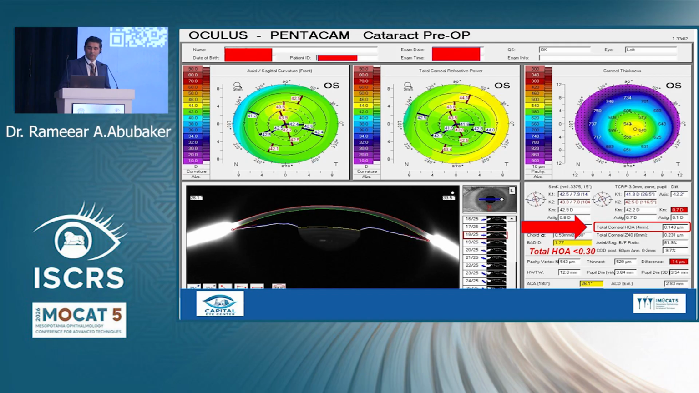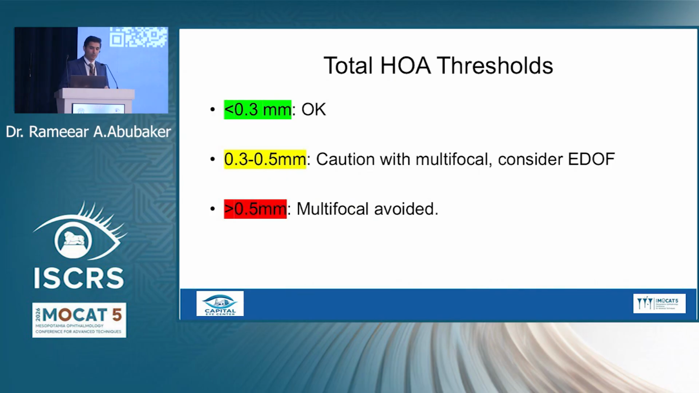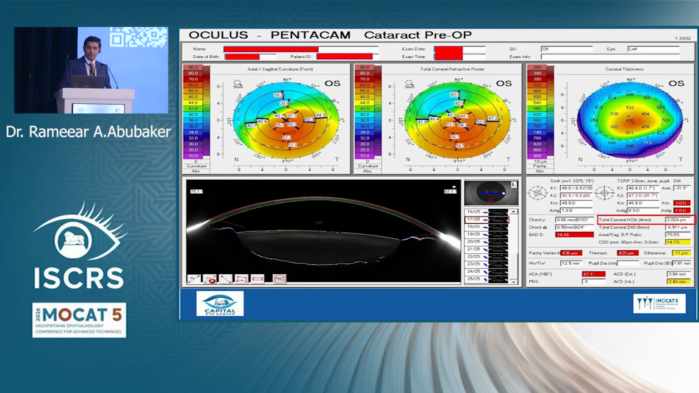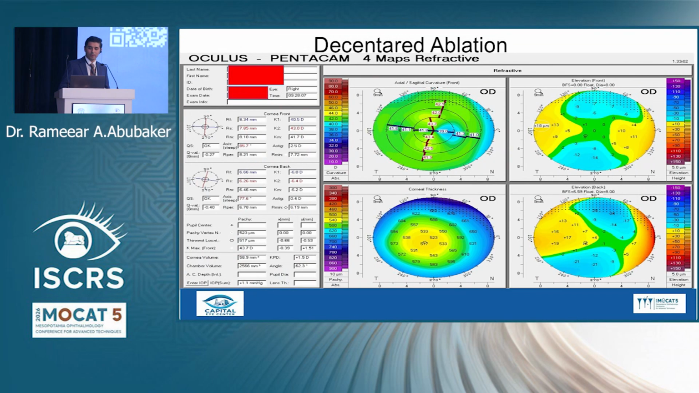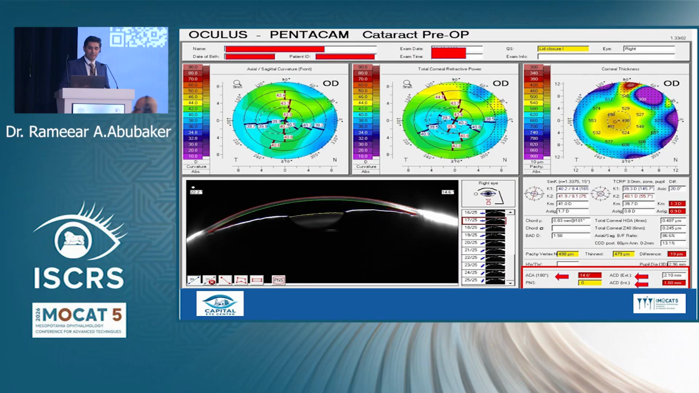Here also you can find the total higher order aberrations at 4 millimeter. Also, as Dr. Ammar said, it's recommended to be less than 0.3. And look at this patient. This patient with keratoconus has very high higher order aberrations at 4 millimeter. Also, you can look at whether there is a decentered ablation, as in this patient.